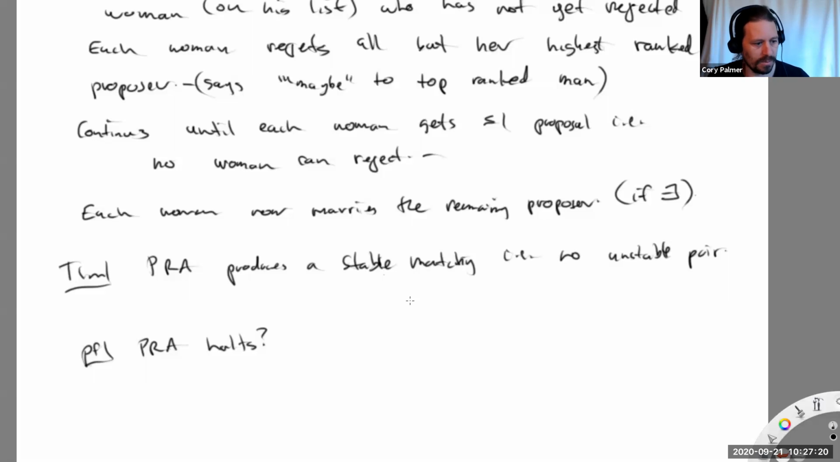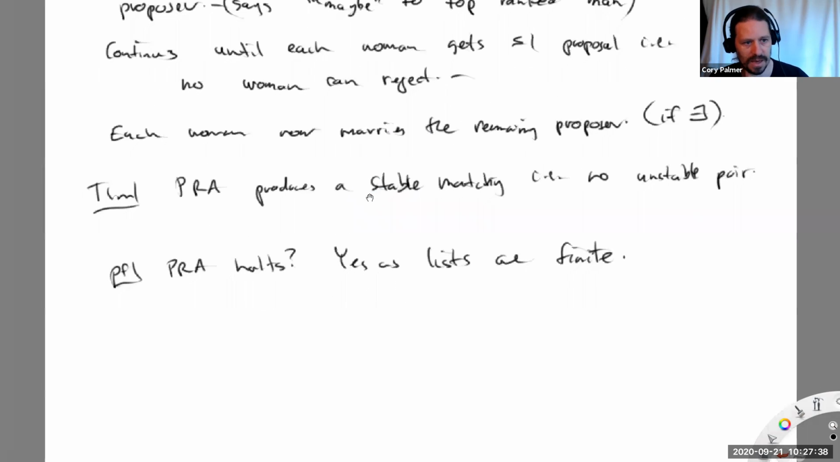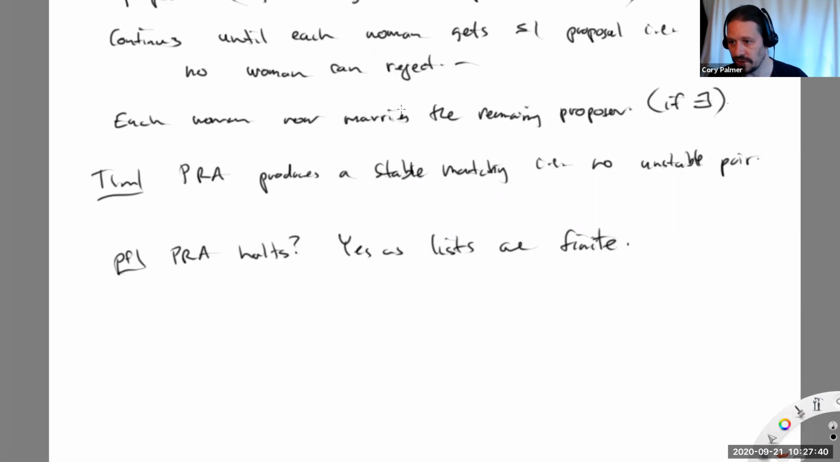So it halts, I'm just going to say yes, as lists are finite, right? Because if it doesn't stop, the lists get shorter, and otherwise it stops, once we have few enough proposals. So the number of possible proposals decreases at each day. If it doesn't decrease, then we actually reach the stopping condition.